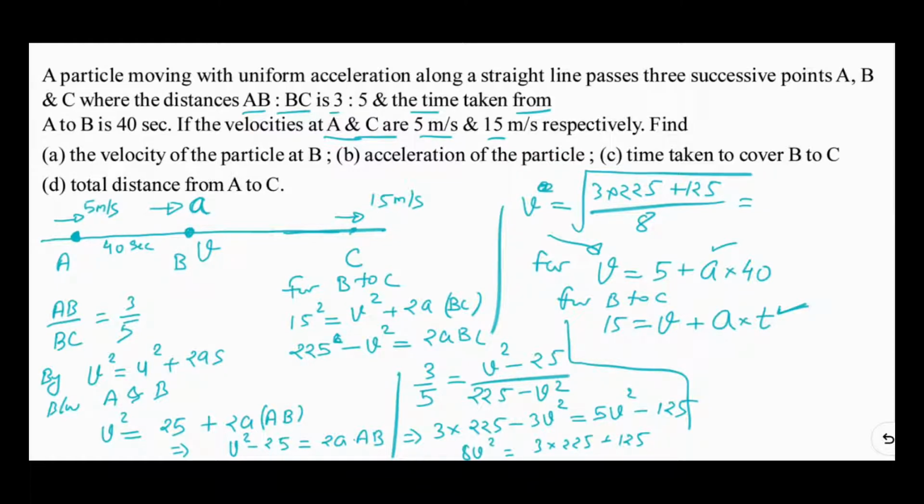For the last part, the total distance from A to C is going to be the distance from A to B plus B to C. As I know the initial and final velocity and acceleration, I can use the V square equals U square plus 2aS equation. I already know the acceleration, and from this equation the displacement can be determined. So the distance AC, S, can easily be determined if I put the value of acceleration here.